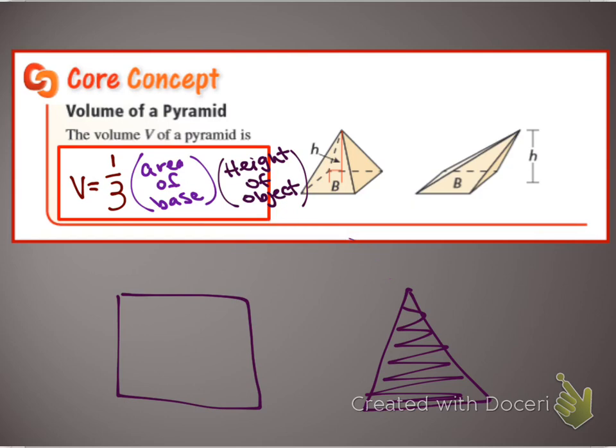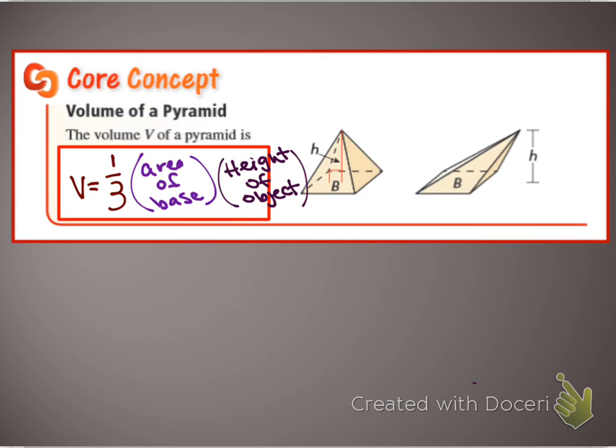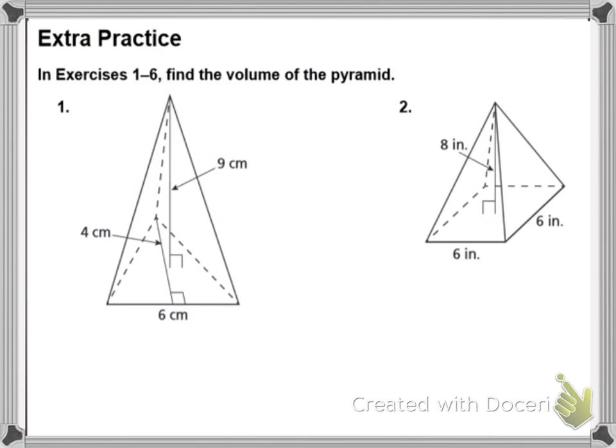So it's literally going to be the same exact formula. The only difference is that it's going to be the 1/3. So we're going to do the same thing that we were doing with prisms, except we will do 1/3 after. And I'll show you how to do that. So I'm going to write in the formula. Volume equals 1/3 times the area of the base times the height of the object.